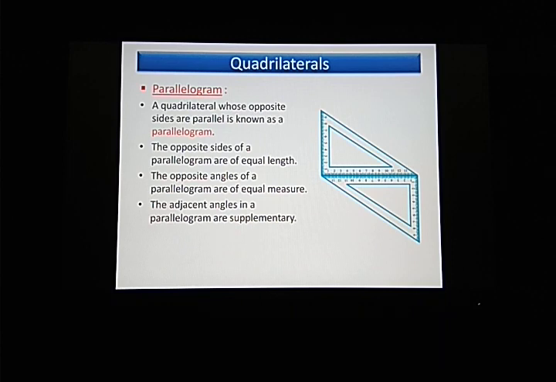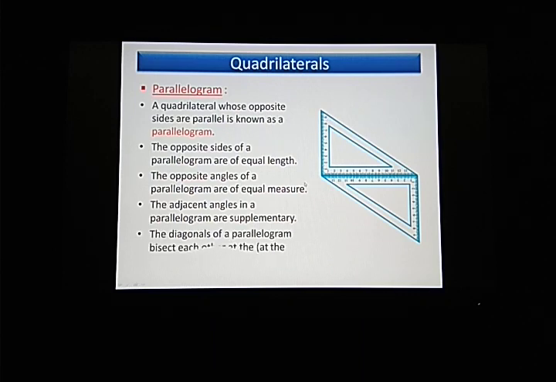Supplementary means 180 degrees. This angle and this angle, if we add, it will be equal to 180 degrees. Say, for example, here it is 60 degrees and this angle is 120 degrees. So this plus this will be 180 degrees. So that is supplementary.